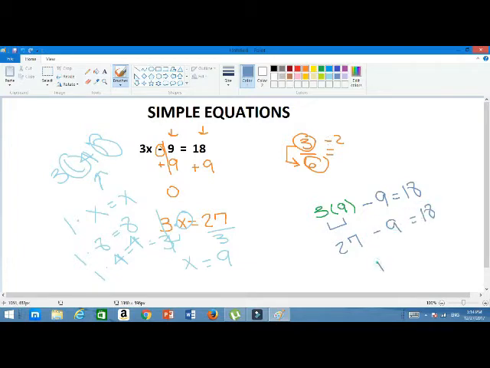And 27 minus 9, in fact, is 18, and 18 does equal 18, so this equation is true. So indeed, our answer is x equals 9.